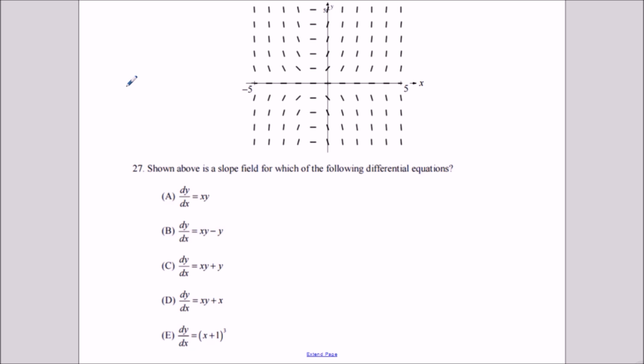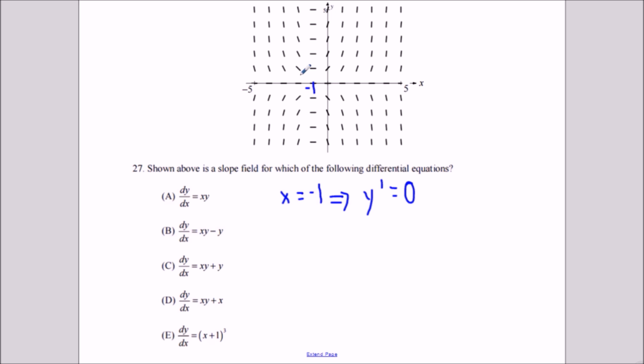Okay, for the next question here, we have a slope field, and we want to know which of the following differential equations this is a slope field for. So the trick with this problem is to look for a pattern. If you'll notice here, when x equals negative 1, the derivative for that whole column, dy/dx, or y prime, is equal to 0.